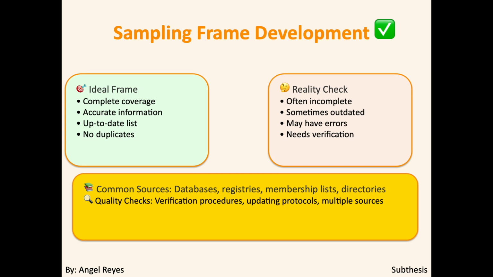Reality check. Ideal frames have complete coverage, accurate information, current data, and no duplicates. Real frames are often incomplete, sometimes outdated, may contain errors, and need verification. Use databases, registries, membership lists, and directories. Implement verification procedures and multiple sources. The gap between ideal and reality requires transparency, not perfectionism.